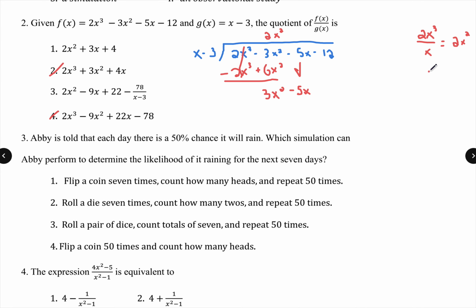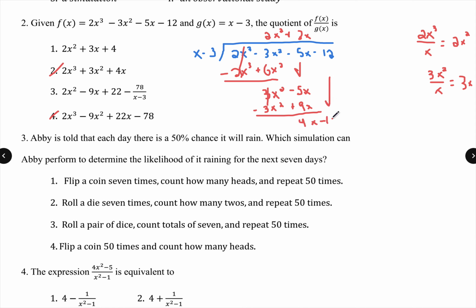Doing it again. What's my leading term? 3x squared. I'm dividing by the same leading term in the front, so I'm left with 3x. So it's a positive 3x. 3x times x, 3x squared. Subtract it. 3x times negative 3 is negative 9x, but I know I have to switch signs, so it's going to be positive 9x, cancels out, left with 4x.